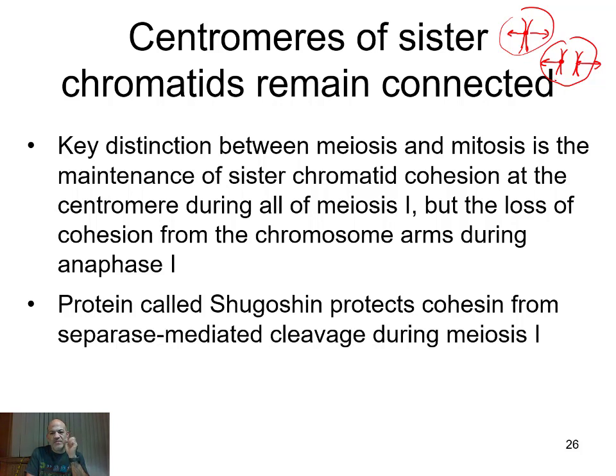So when we look at meiosis and mitosis, the sister chromatid cohesion at the centromere during all of meiosis 1 is going to occur. So we're going to retain that cohesion, that cohesin protein that holds the 2 sister chromatids together. But we're going to lose cohesion from the arms. So what does that mean?